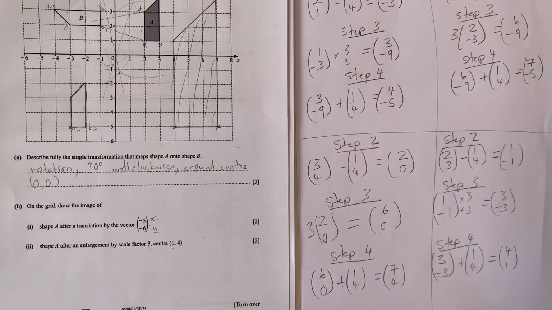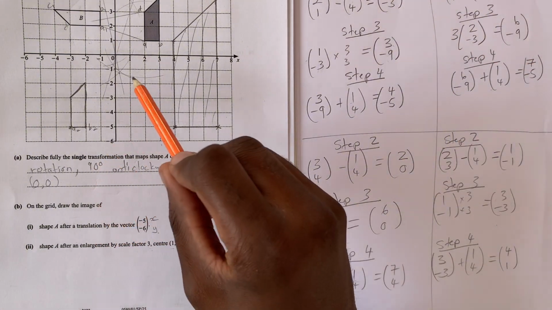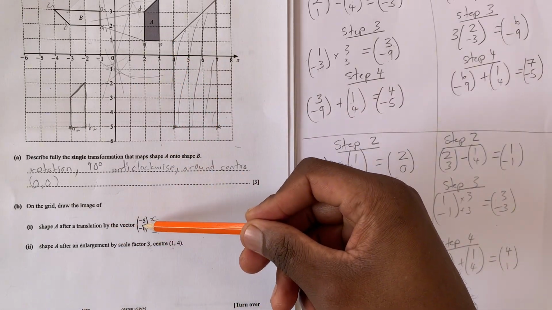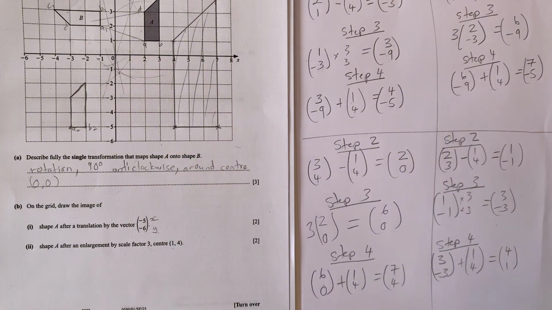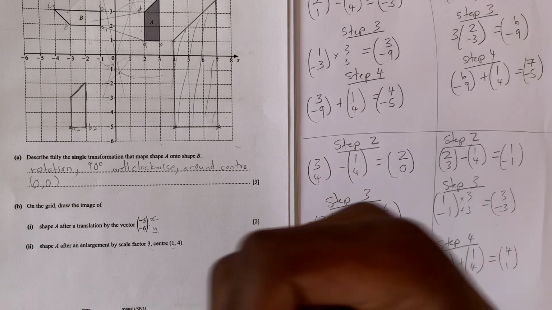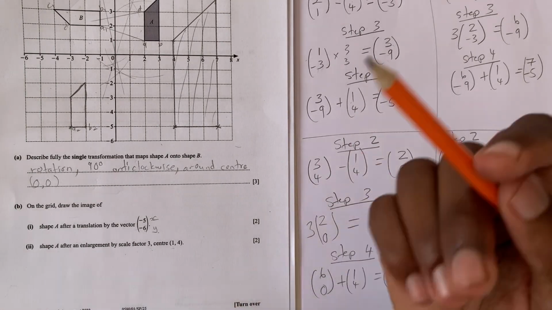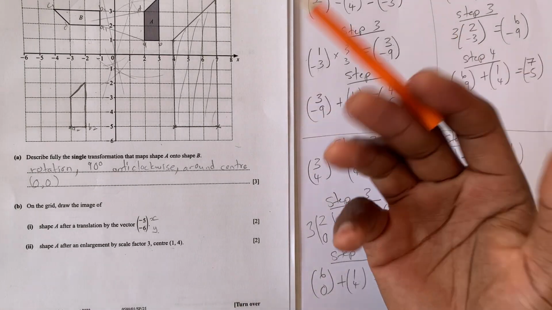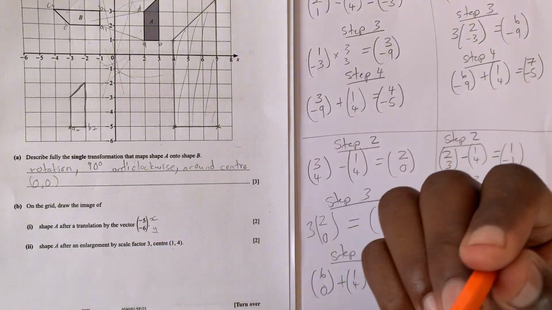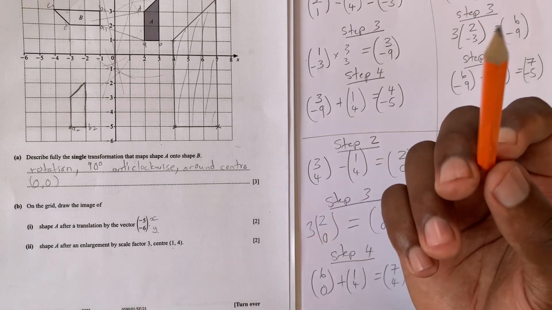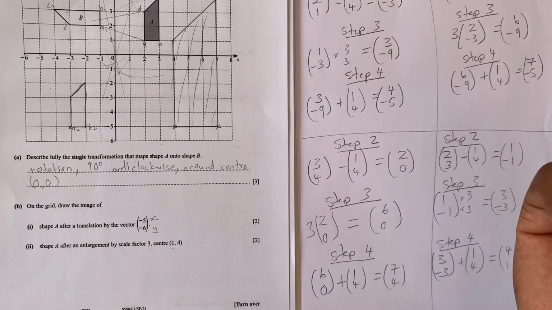All right, so this is the whole question on transformation. The first part was to describe the transformation. We saw it was a rotation. Then we drew a translation of the shape, and then we did an enlargement of the shape. So for more questions on enlargements, watch our other video in the description. You can learn more about how to do these transformations, rotation, translation, enlargement, etc. All right, let's move on to the next question.